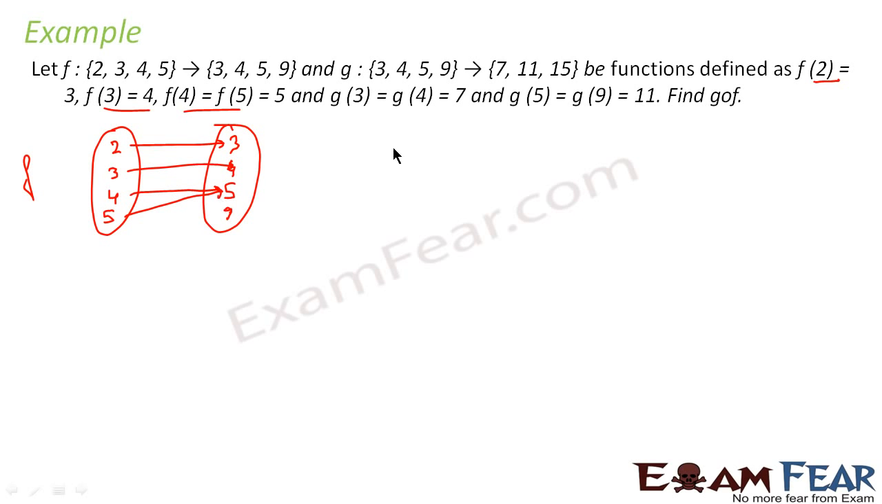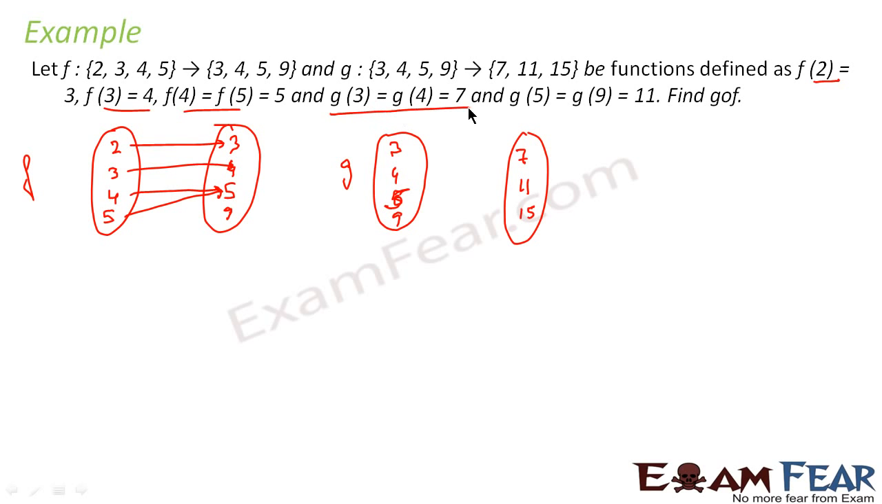Similarly, we will have the g function. The g function is this one: 3, 4, 5, 9 to 7, 11, 15. I'm plotting the g function. The g function is defined as g of 3 is equal to g of 4 is equal to 7. So 3 and 4 point to the same number 7. G of 5 and g of 9 point to the same number, that is 11. So this is my function.